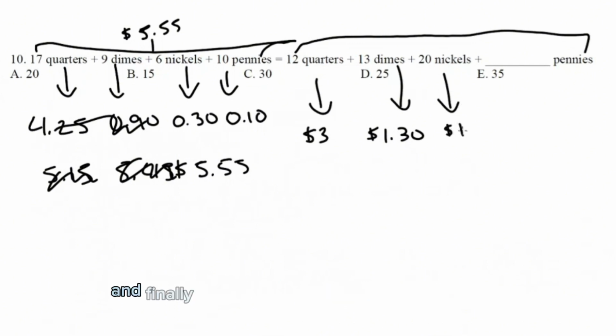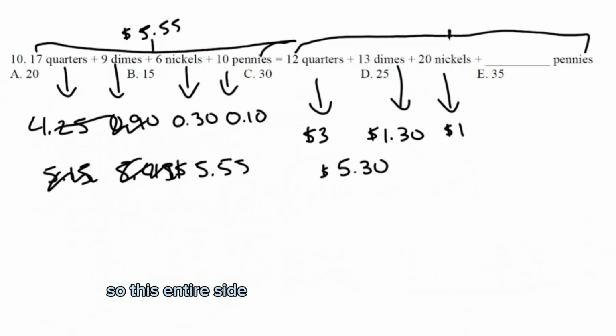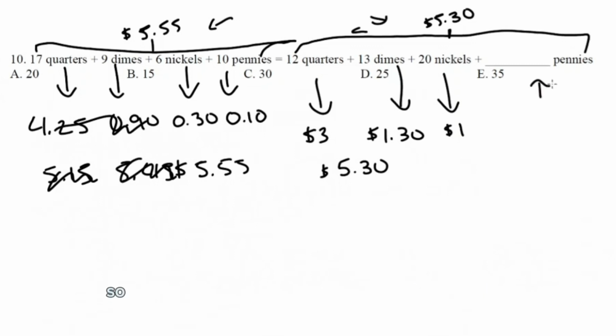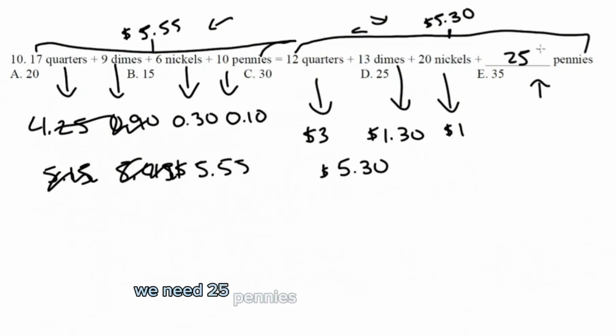And finally, we have to find out how many pennies. So the way we do that is we find the sum of these. So $3 plus $1.30 plus $1, that's just $5.30. So this entire side equates to $5.30. Now you can see that there's a difference of 25 cents between this side and this side, which means there needs to be 25 cents in pennies. So a penny is just 1 cent, which means to get 25 cents, we need 25 pennies. And that's your answer. Alright, that's it.